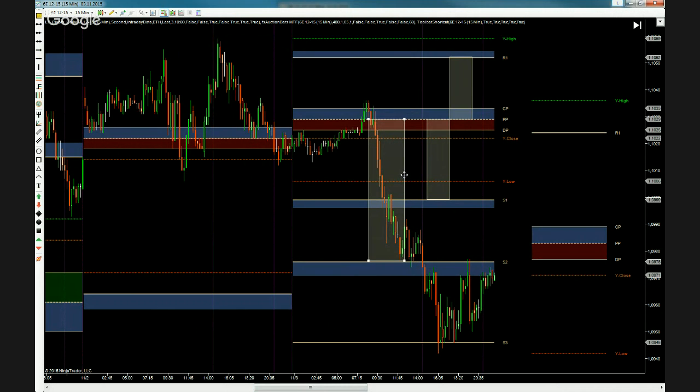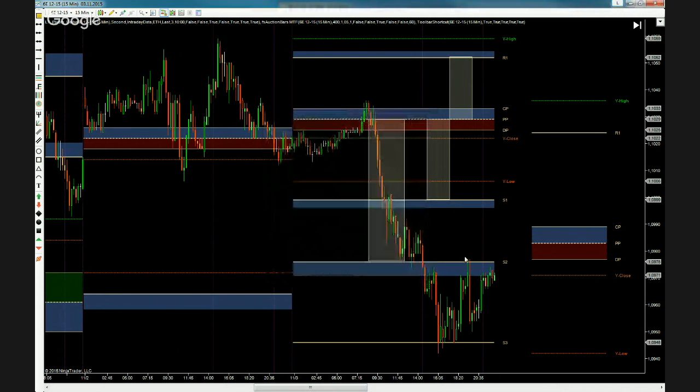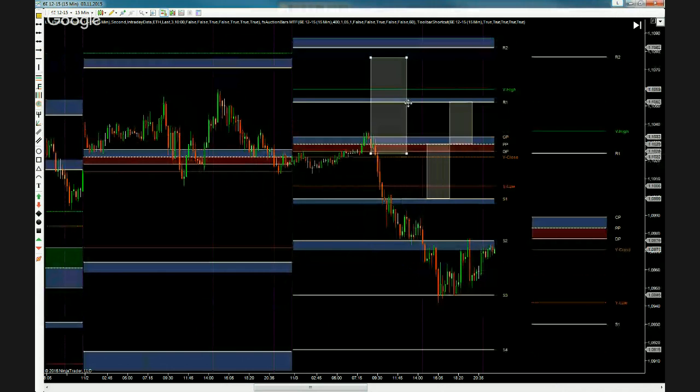If you place it below, you get the second support level, as you see down here. And if you place it above, then you will have the first resistance level. Okay, so that's pretty much it for the calculation of the support and resistance levels here.